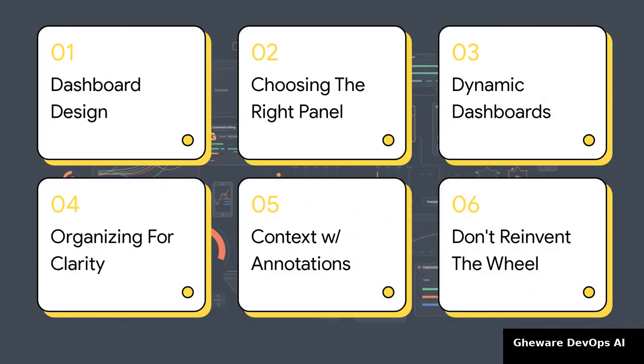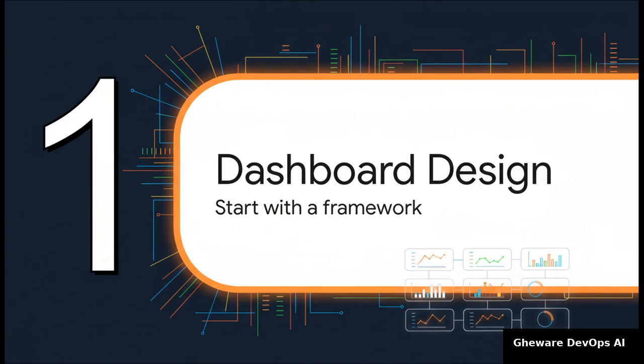So, here's our game plan. We'll start with the why, the design philosophy. Then we'll get into the how, choosing the right panels, making things dynamic with variables, and organizing them for clarity. We'll even cover how to add crucial context with annotations, and a huge time saver, not reinventing the wheel. Let's dive in.